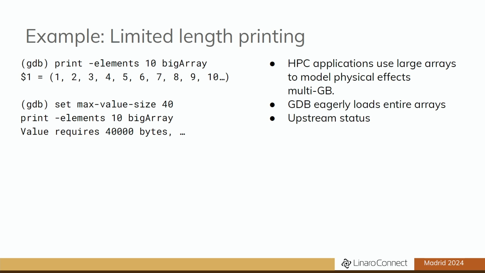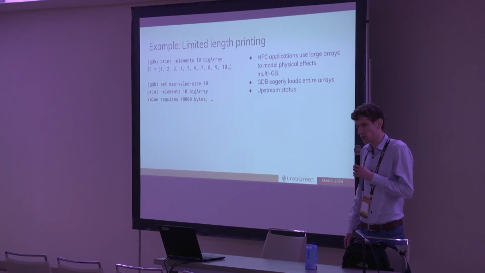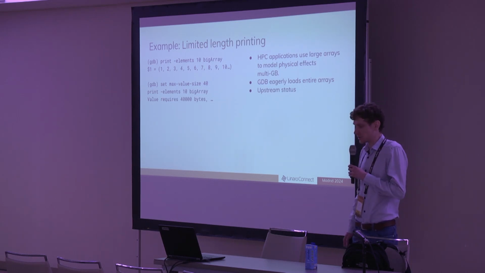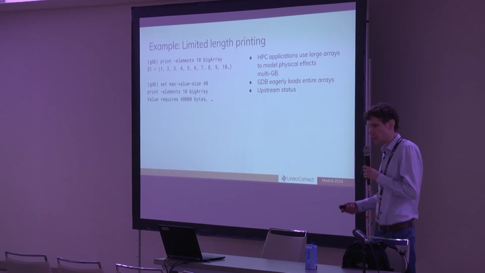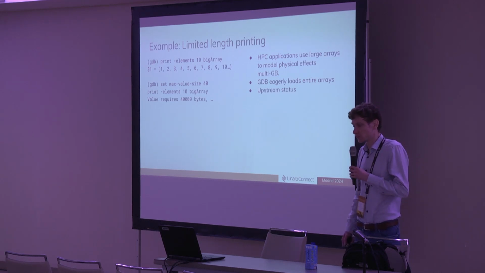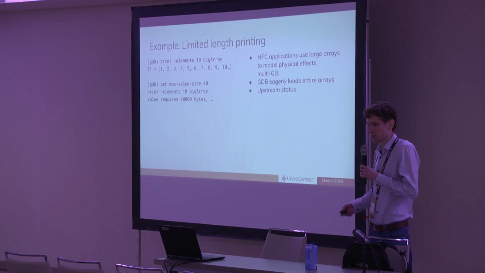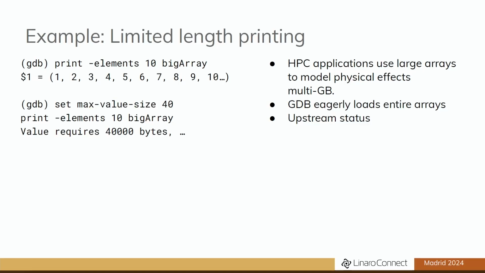GDB does have a feature to handle this. You can set the maximum number of bytes that GDB will load in. Unfortunately, if you do this, it will just refuse to print the array at all, rather than trying to make use of the memory that you have given it to work with. So we modify GDB so that it will do what it can with the memory that it has at its disposal. If you give it a 100 bytes limit, it will print out as many elements as it can with the bytes that you've given it.